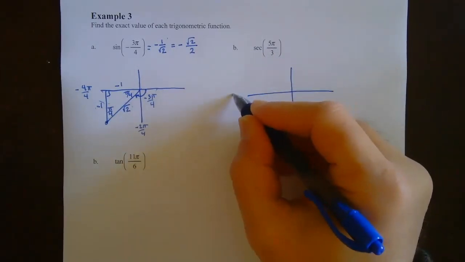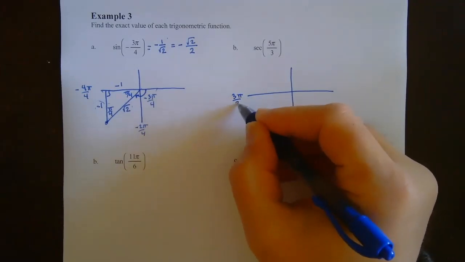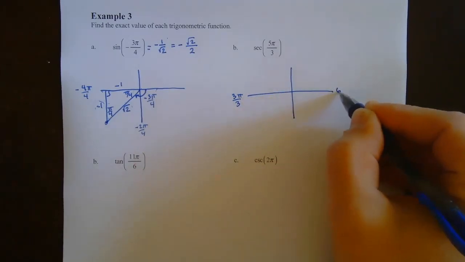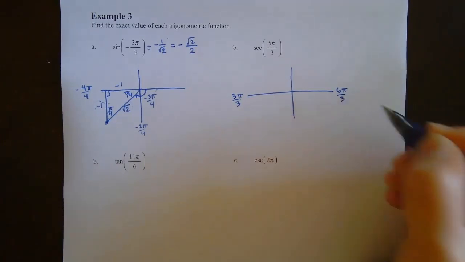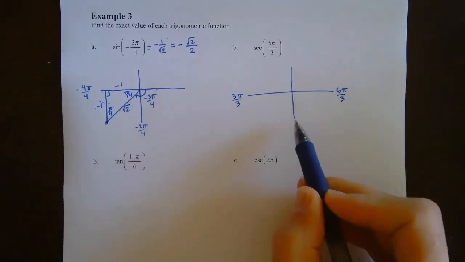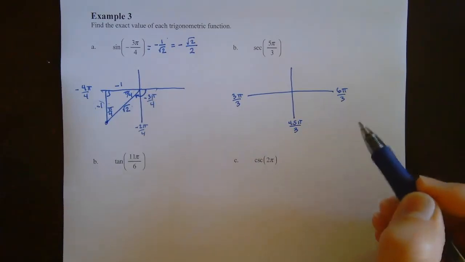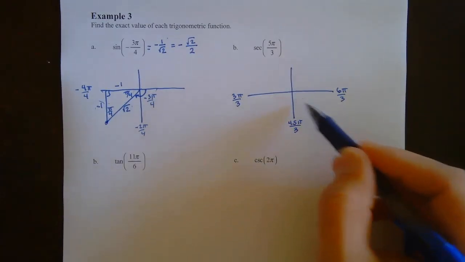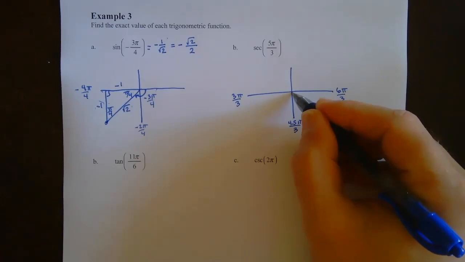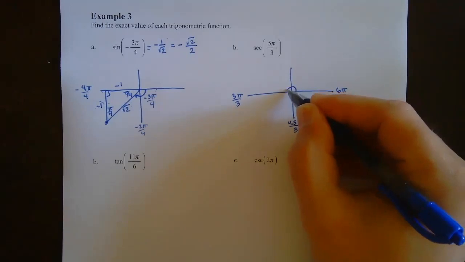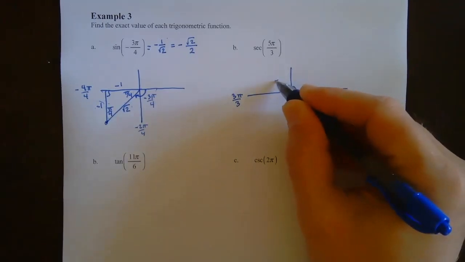So I know right here is 3 pi over 3. Every half rotation is 3 pi over 3. So if I keep going to right here, this would be 6 pi over 3. And so right in the middle here would be 4.5 pi over 3, if you want to think of it like that. And that helps you to locate it in the right quadrant, because 5 pi over 3 would have to be in this quadrant. So it's going to have to be in the fourth quadrant. So this is my angle that I rotated, and it's 5 pi over 3.